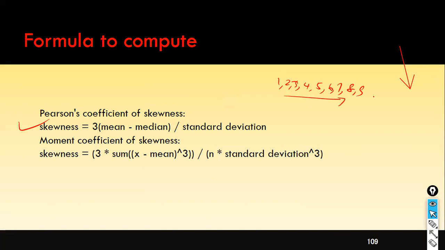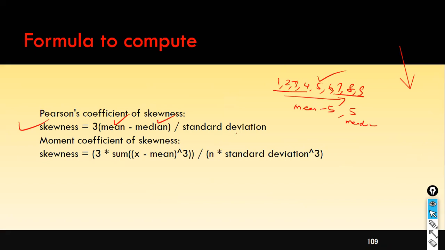You need to add all the values and divide by 9. You will get 5. Am I correct? The mean is 5 here. And the median is also 5, because it is the middle value. Yes, this is the median. Median is 5. We have the value for mean and we have the value for median.